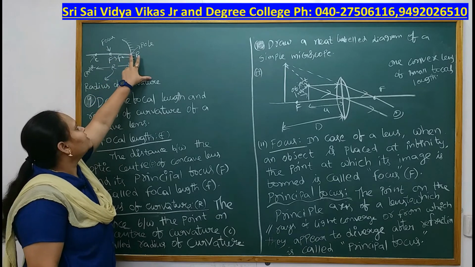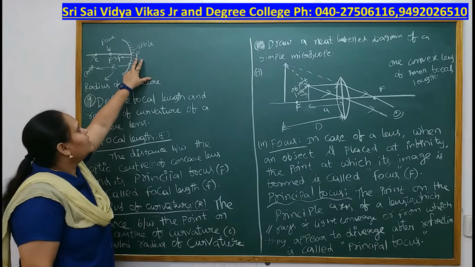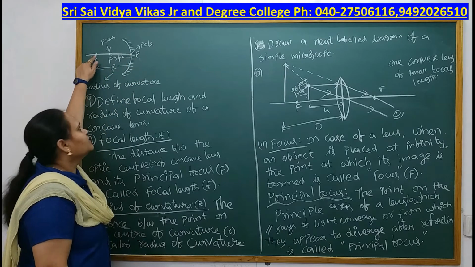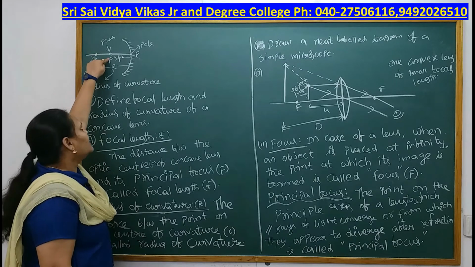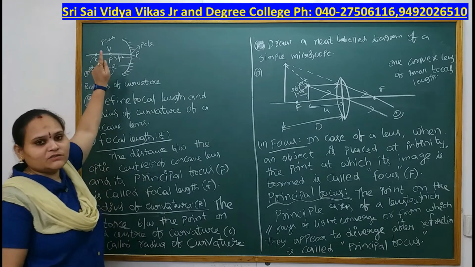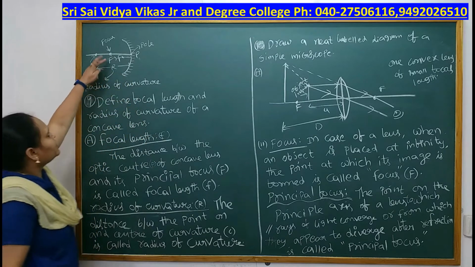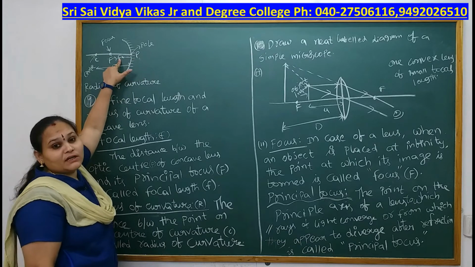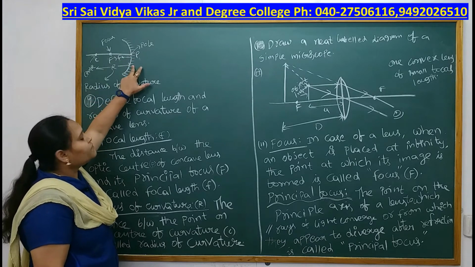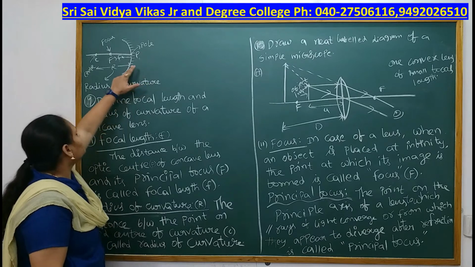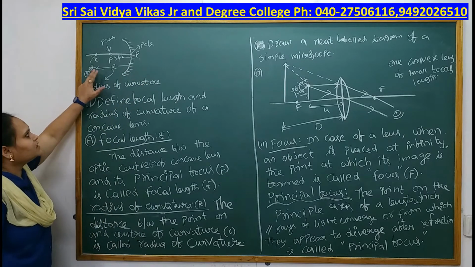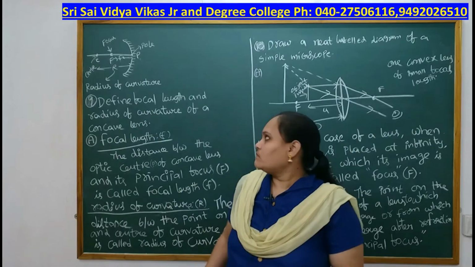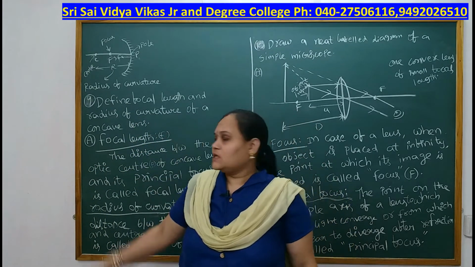The point on the curvature is the pole, and along the principal axis, this point is the center of curvature. And this F is the focus. What is focus? I will explain. This point is the focus, and the distance between the focus and the pole is the focal length F. The distance from the pole to the center of curvature gives the radius of curvature. This is the diagram, so keep it in mind.